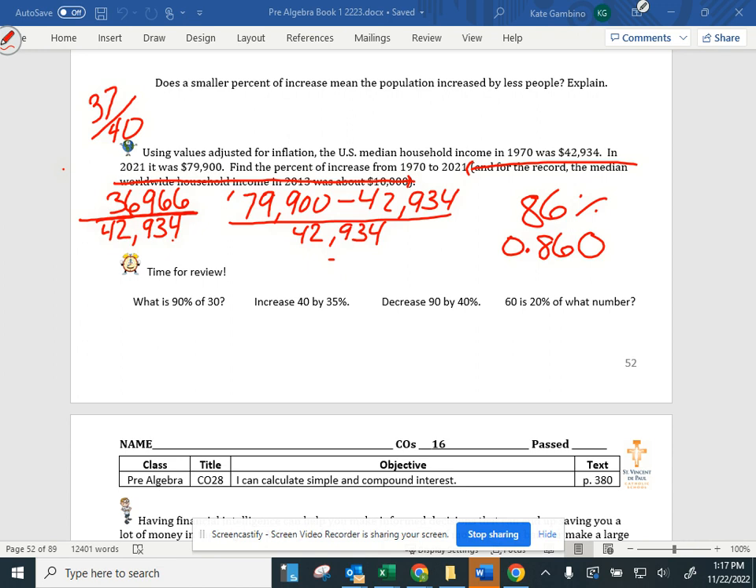Any other questions on this one? Okay, time for review. What is 90% of 30? What did you guys get? 27. Yes. How did we get 27?